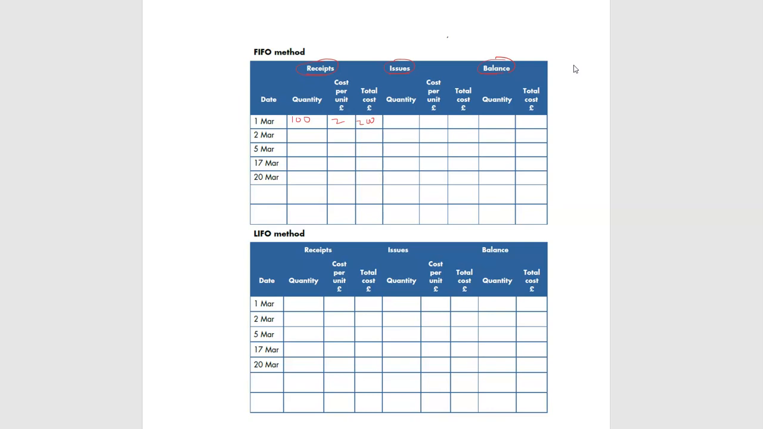So we can see here, after that we have an issue. We don't have an issue on 1st of March, so my balance is still 100. So quantity will be 100, and the total cost is still 200 because we don't have anything else. On 2nd of March we buy another 300 unit. That's £2.10, so we have 300 now, and before we had 100. So 100 plus 300, that gives me now 400.